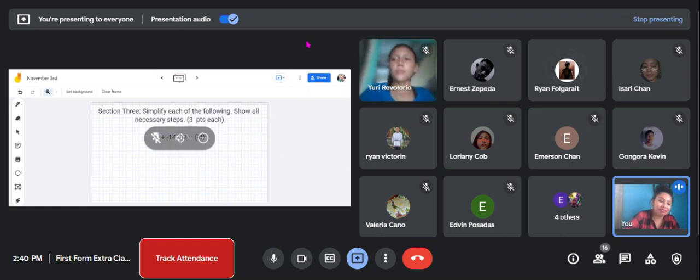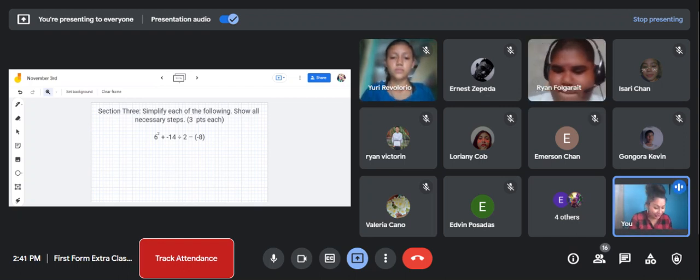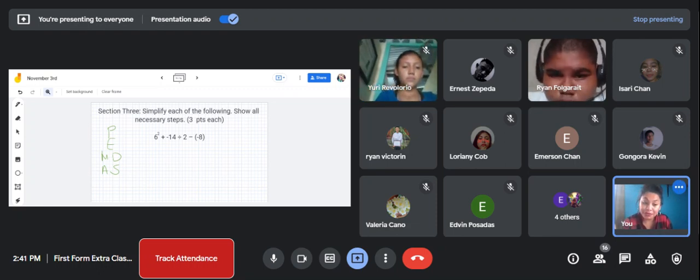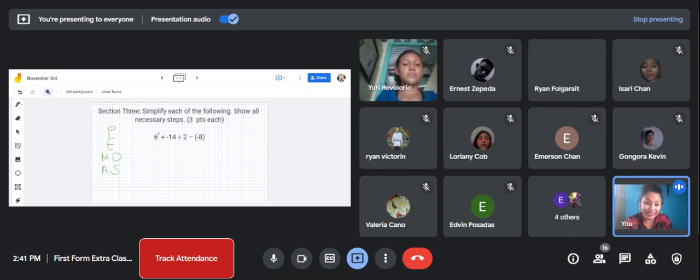Now, these ones. It says, simplify each of the following and show all necessary steps. And here we have to remember our PEMDAS. So let me write that on the side. P E M D A S. I write it like that so that you understand parenthesis, exponent, multiplication and division together, and addition and subtraction together.